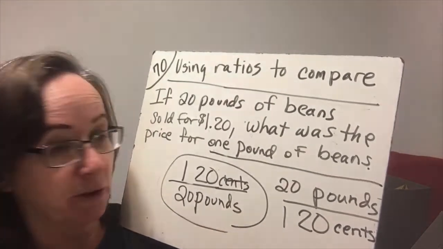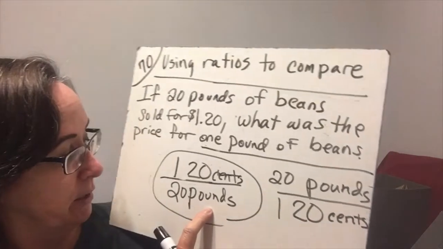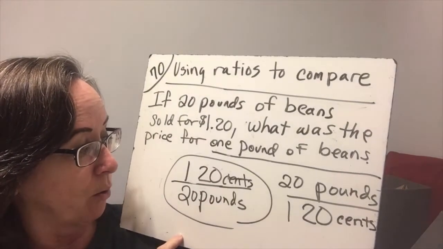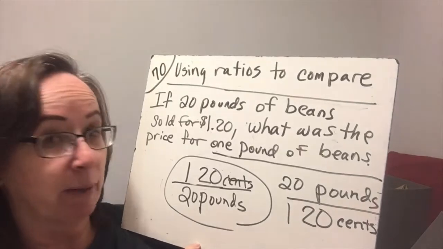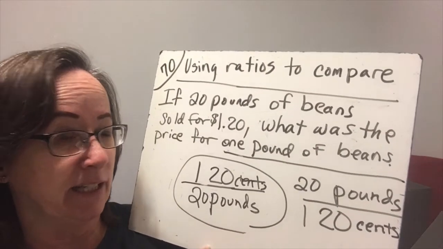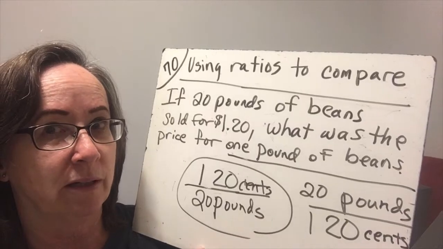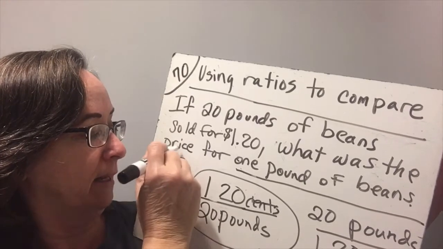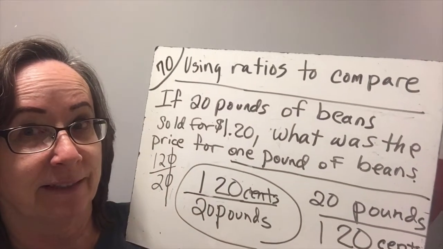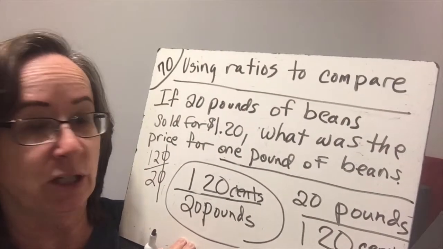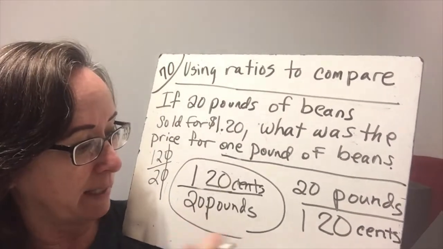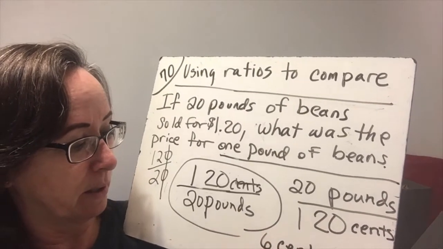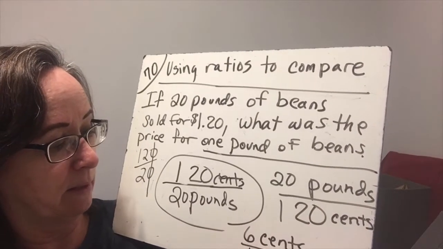Okay, so the first thing we're going to do, since we've decided which way we're going to do it, is we're going to divide the top and the bottom by 20. So 120 divided by 20, think about that easier if we just say 12 divided by 2. Because isn't 120 divided by 20 going to be able to cancel out the 2 zeros? And so 12 divided by 2 is 6. So we're going to get 6 cents per pound. 1 pound.